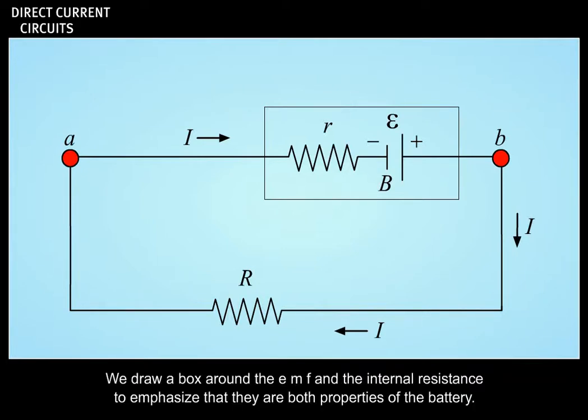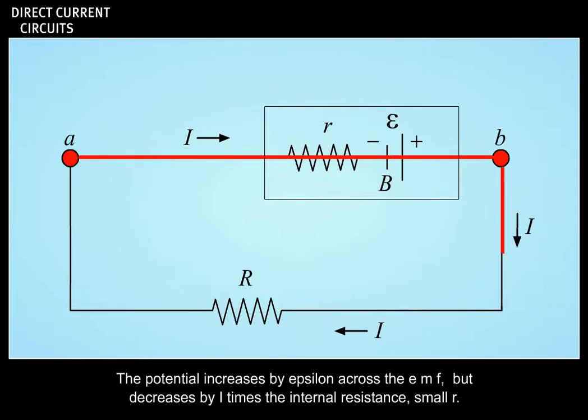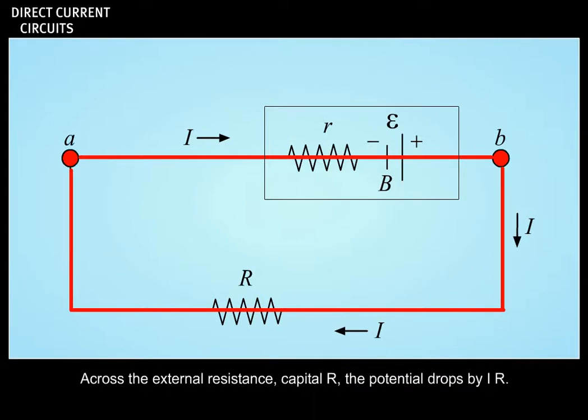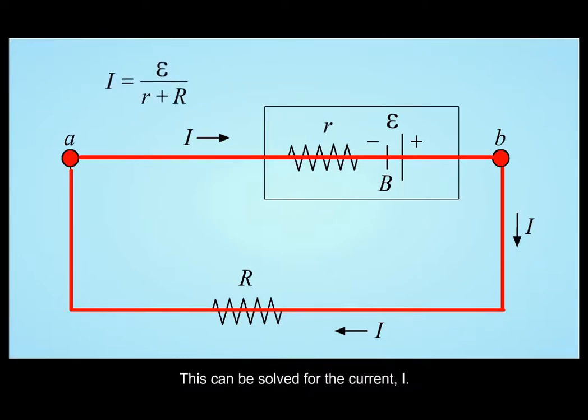We draw a box around the EMF and the internal resistance to emphasize that they are both properties of the battery. Now, let's apply the Loop Theorem to the circuit beginning at point A. The potential increases by epsilon across the EMF, but decreases by I times the internal resistance, small r. Across the external resistance, capital R, the potential drops by IR. We know from the Loop Theorem that the net potential drop is zero. This can be solved for the current I.